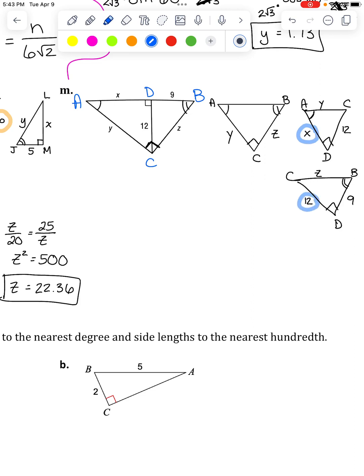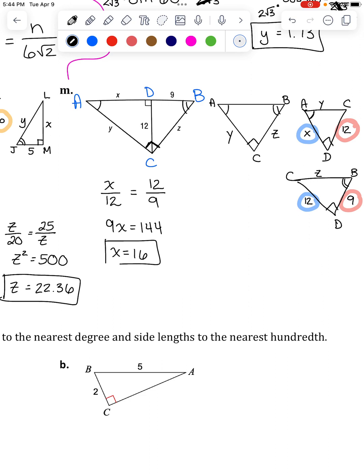Okay, matching up sides. I want to solve for X. X goes with 12. And between those two, I can also pair up the 12 and the 9. X over 12 equals 12 over 9. 9x equals 144. 144 divided by 9 is 16.